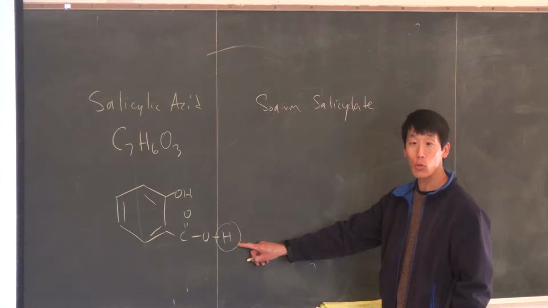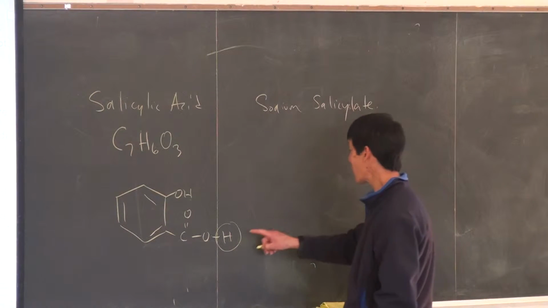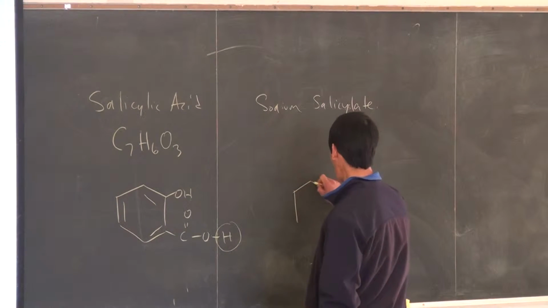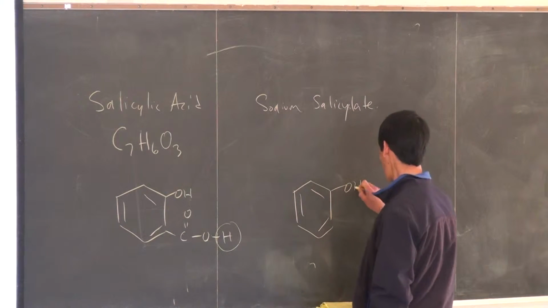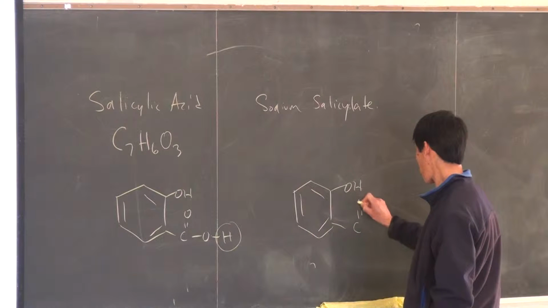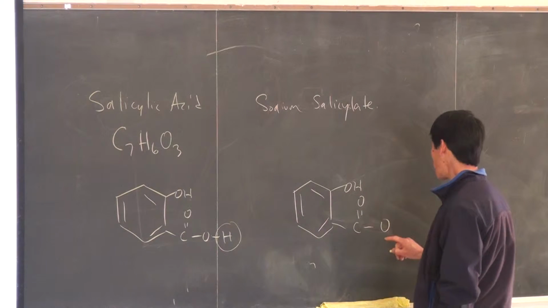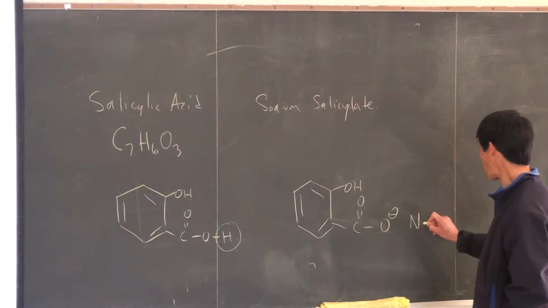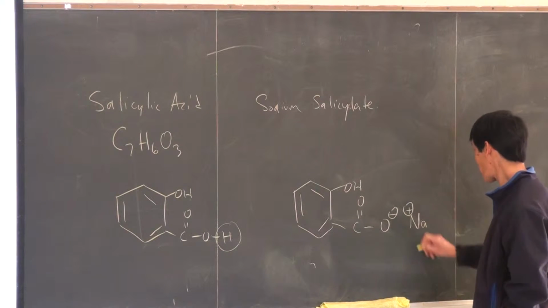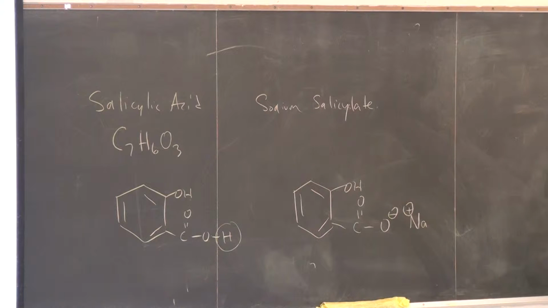On the acid functional group. Okay, so in sodium salicylate, that looks like this. The salicylate has given up a proton, and then here's the sodium ion. So are the same chemical forces responsible for the solubility of salicylic acid and sodium salicylate?